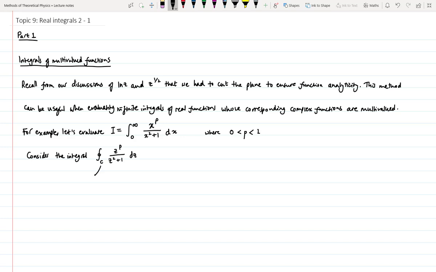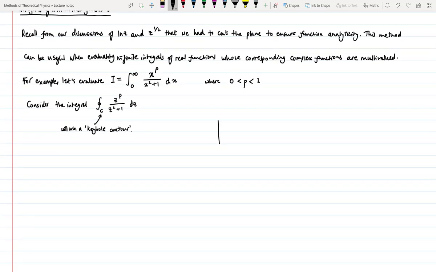And we're going to see it'll be useful to use something called a keyhole contour. And I'll draw that in a second. And you'll see why it has this name. Okay, I'm going to draw a picture. You'll spot that we have z to the power of p, where p is not an integer, and that means immediately that the point z equals 0 is a branch point. To keep it single valued, we're going to make a branch cut along the positive real axis. That goes off to infinity.